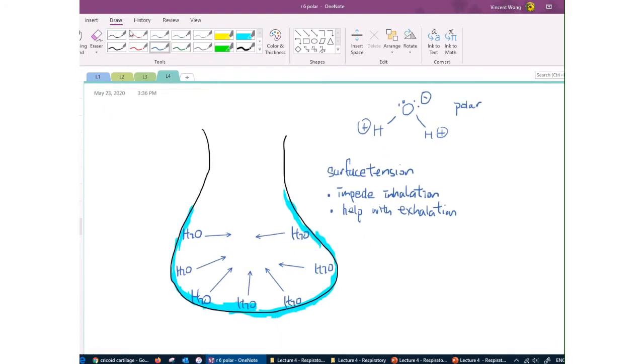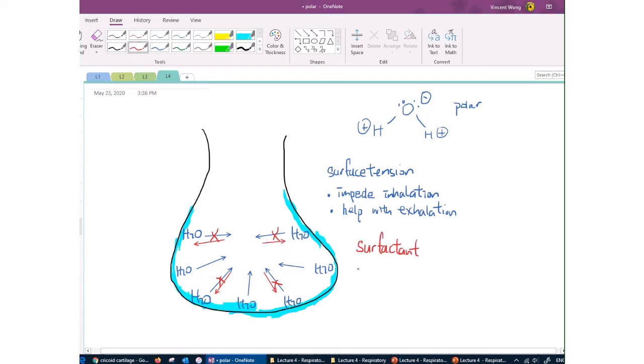So in order to counteract the surface tension, there are cells called septocells that would secrete an oily substance called surfactant. So the surfactant is going to break some of this surface tension and provide an opposing force to it. Okay, so these are surfactant.